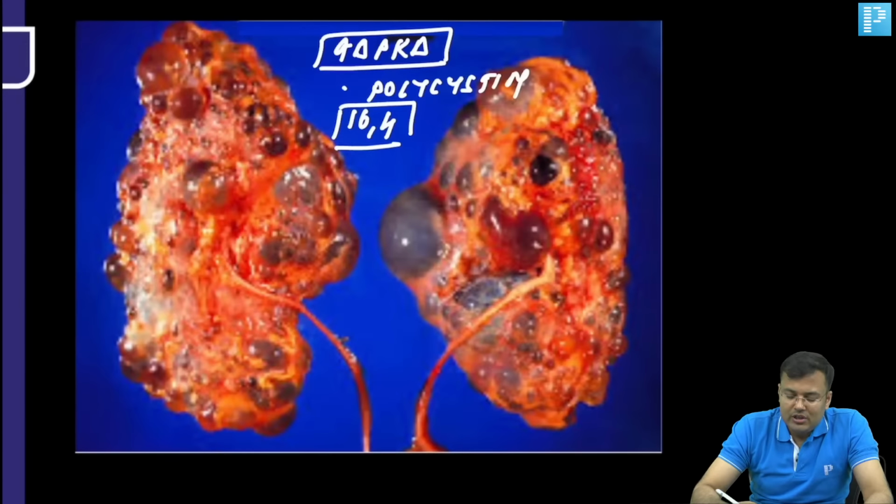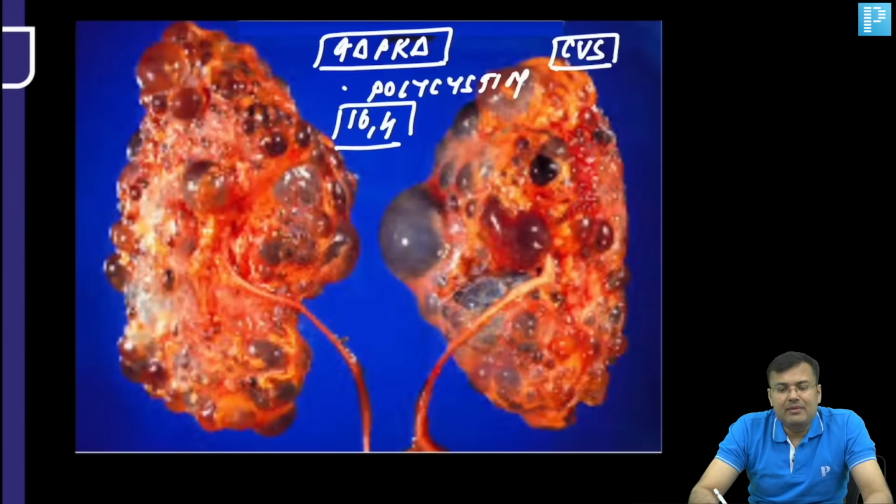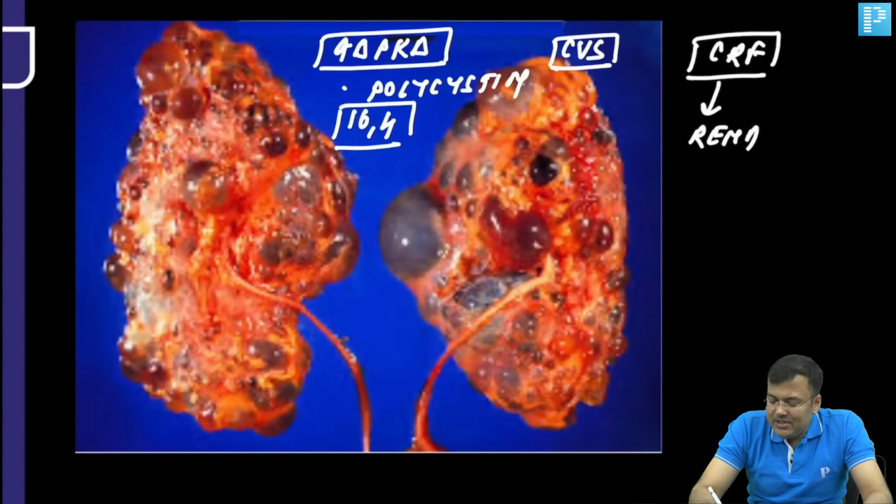What is the most common cause of death? Cardiovascular disorders. Ultimately, patient will develop CRF. And since ultimately patient develops CRF, what is the treatment of choice? Tell me, guys. Ultimately, patient develops CRF, treatment of choice, renal transplantation.